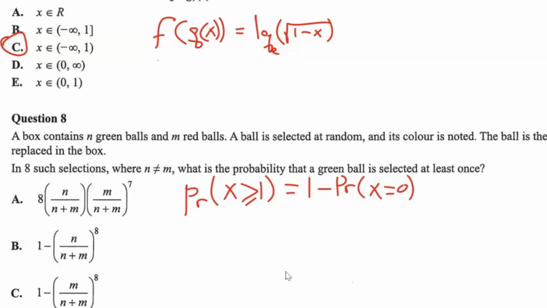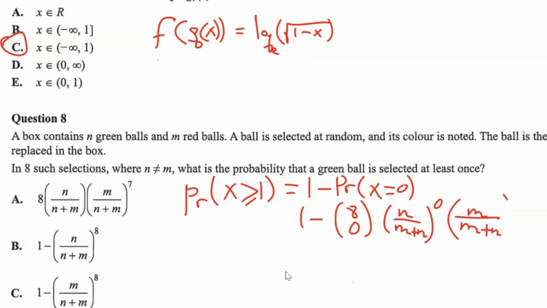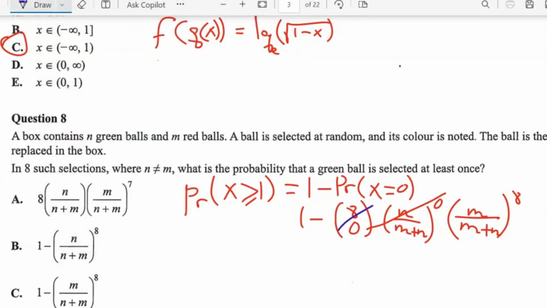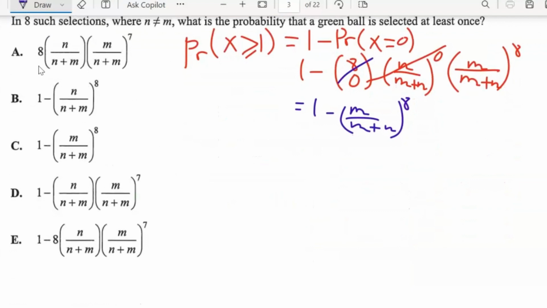So which in this case is going to be 1 minus 8, select none. So the probability of actually selecting green, which is 0 green, would be n over m plus n to the power of 0. So m will be the complementary plus n to the power of a. Well, this whole lot is 1. And we have that has to be 1 again. So the whole answer has to be m over m plus n to the power of 8, which gives us C.